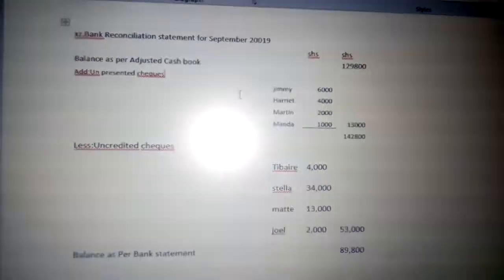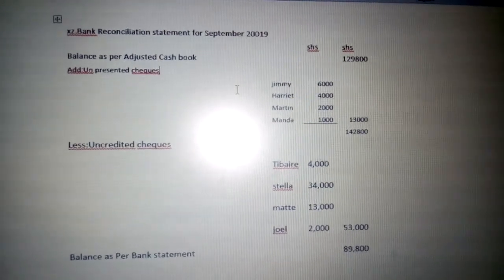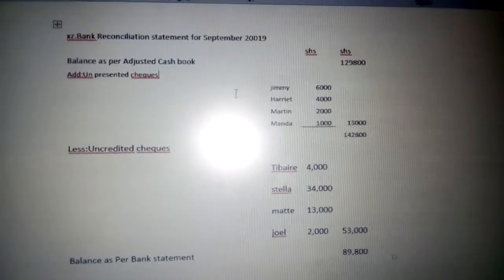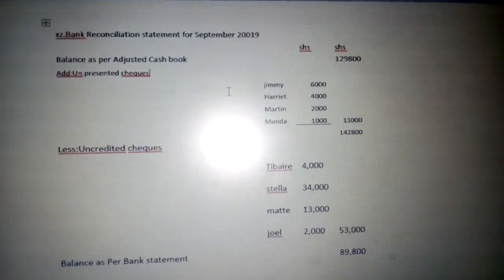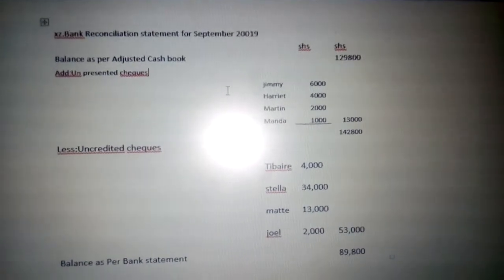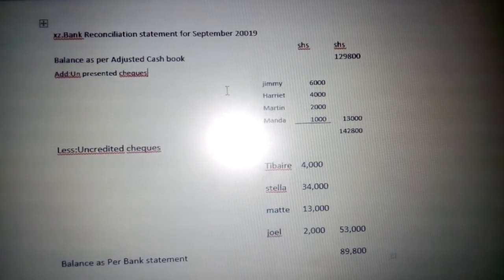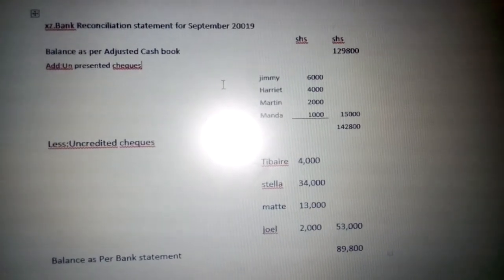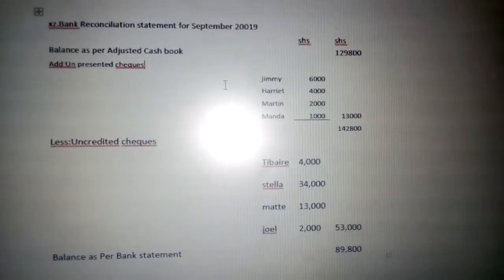So Jimmy 6,000, Harriet 4,000, Martin 2,000, and Manda 1,000, and all is in shillings. So this gives us 13,000. Remember, it's add, so we add it to our balance as per adjusted cash book. So we get 142,800. So this figure, 142,800, we less uncredited checks.